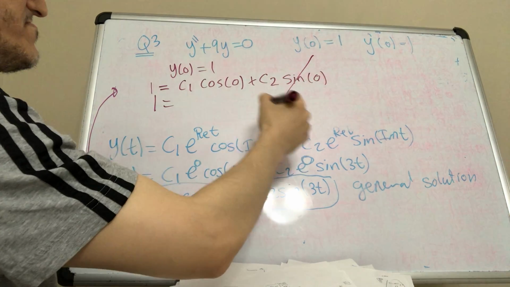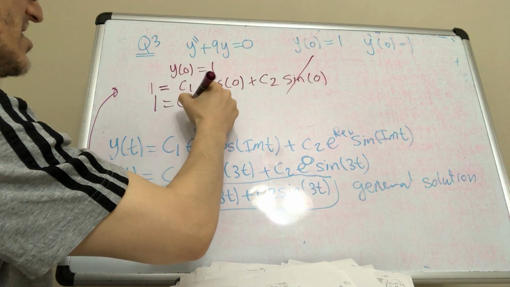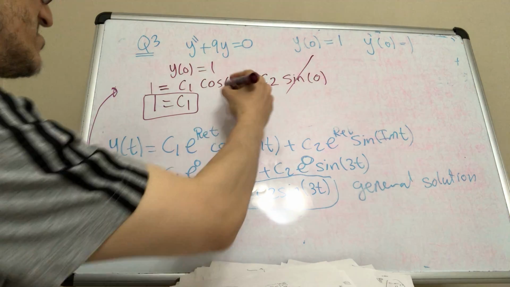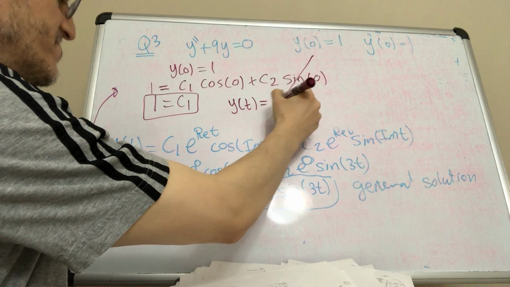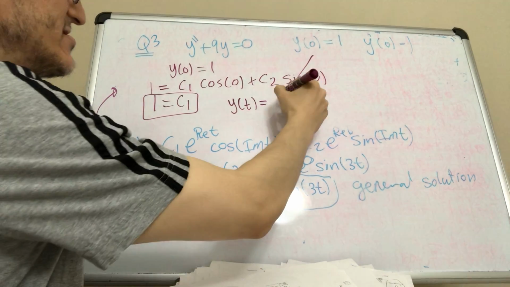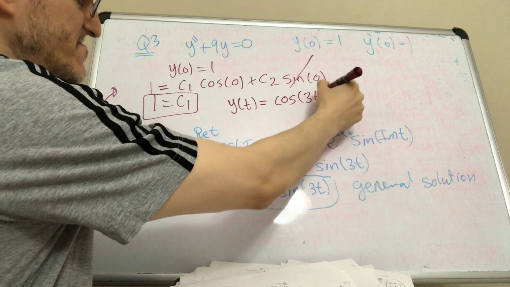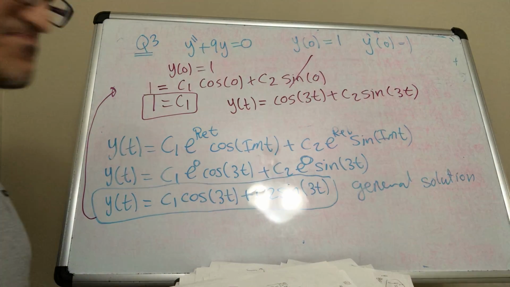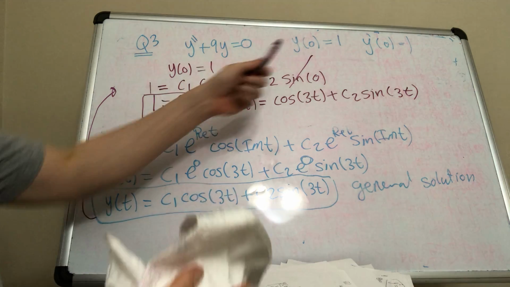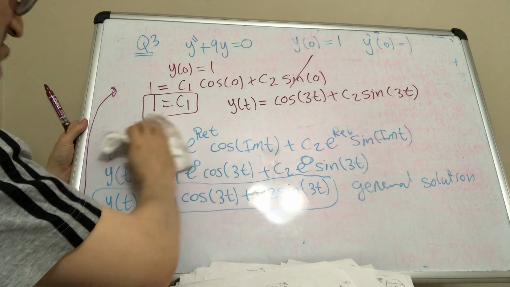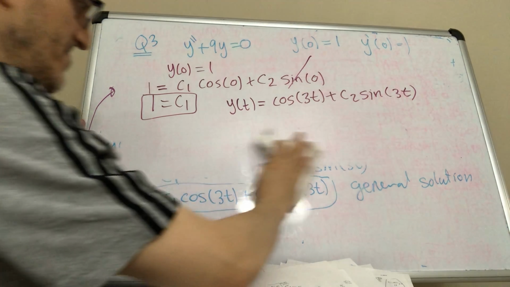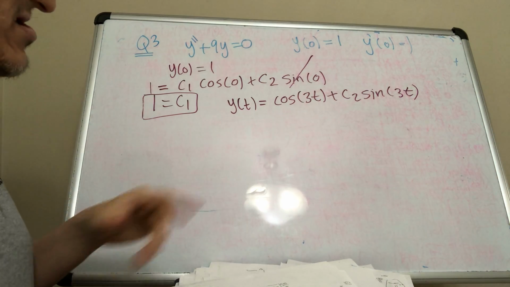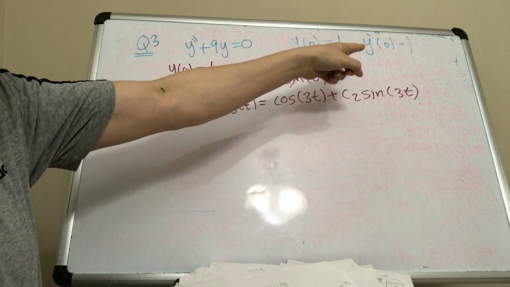Sine of 0 is 0. Cosine of 0 is 1. So now I know C1 is 1. So this y(t) becomes 1 times cosine 3t plus C2 sine 3t. So we benefited from the first condition to figure out the first constant. We need the second constant, and for the second constant, the derivative at 0 is 1.